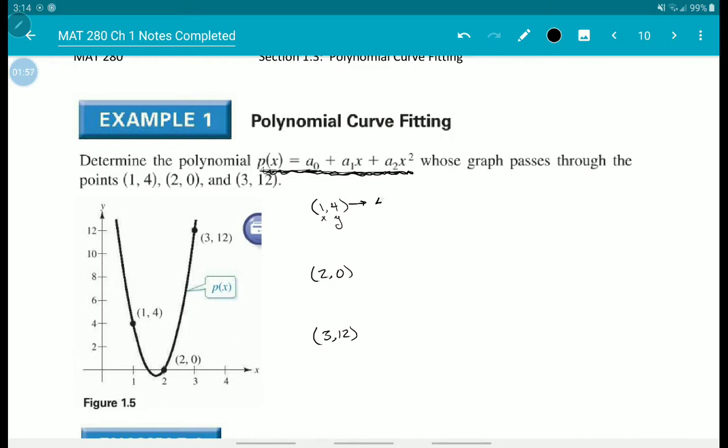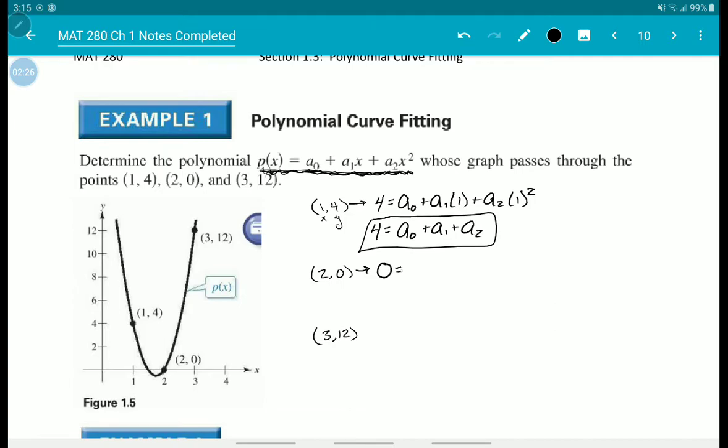Our y value is 4 in this case, and our x is 1. So our equation is 4 equals a naught plus a1 plus a2. The second point is (2, 0), so our x-coordinate is 2 and our y is 0. We're just going to substitute that into the y and all the x's in here, just like we did with the previous one. So if we simplify this just a little bit, we get that.